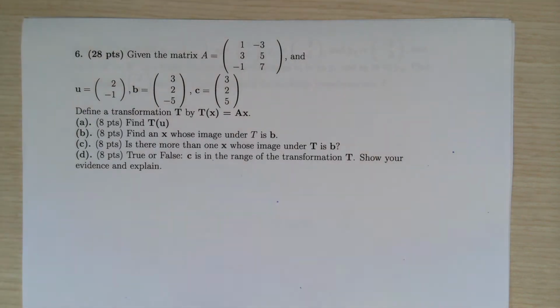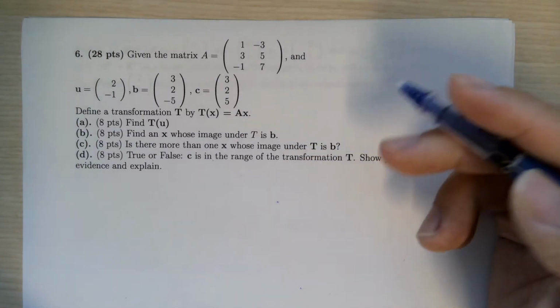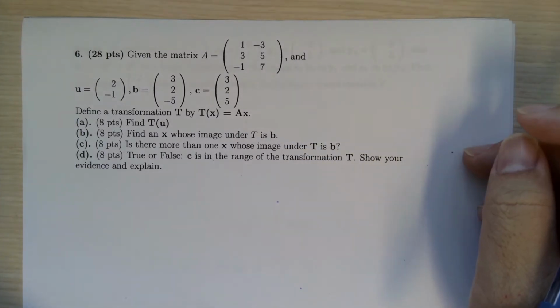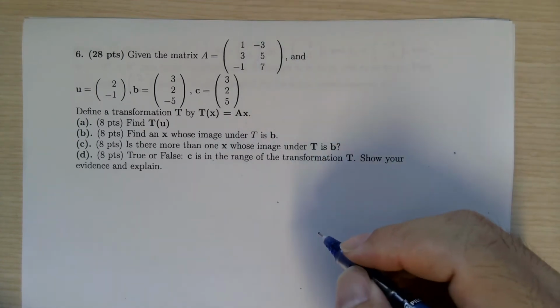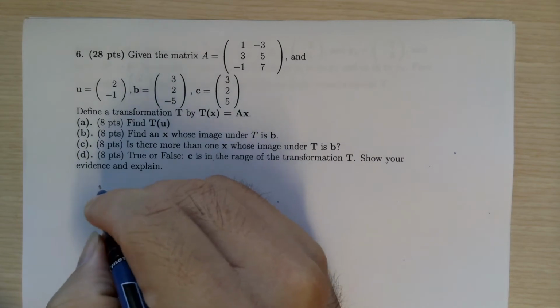Okay, look at this question. We have the matrix A given, vector U given, vector B given, vector C given. So we have a linear transformation defined as T(x) = Ax here. It asks us to find what is T of U. This should be simple, right?